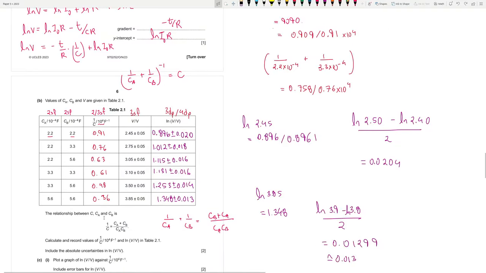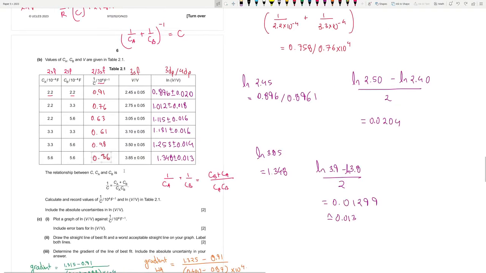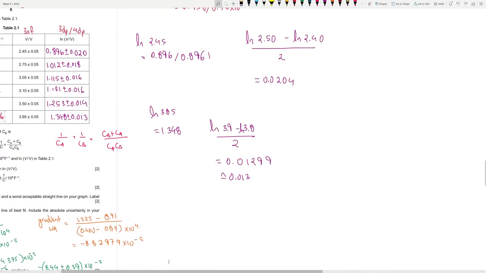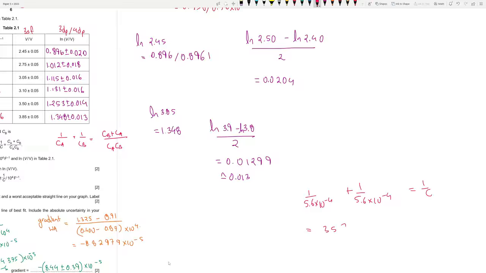So let's do another one. For example, let me show you this one, 5.6, okay? So I'll show you both formulas. Check this. So 1 divided by 5.6 into 10 power minus 4 plus 1 divided by 5.6 into 10 power minus 4. Try doing this. 1 by 5.6 into 10 to the power minus 4 times 2. That gives me an answer of 3571.429. So times 10 to the power minus 4 is 0.3571. We can write this as 0.36.